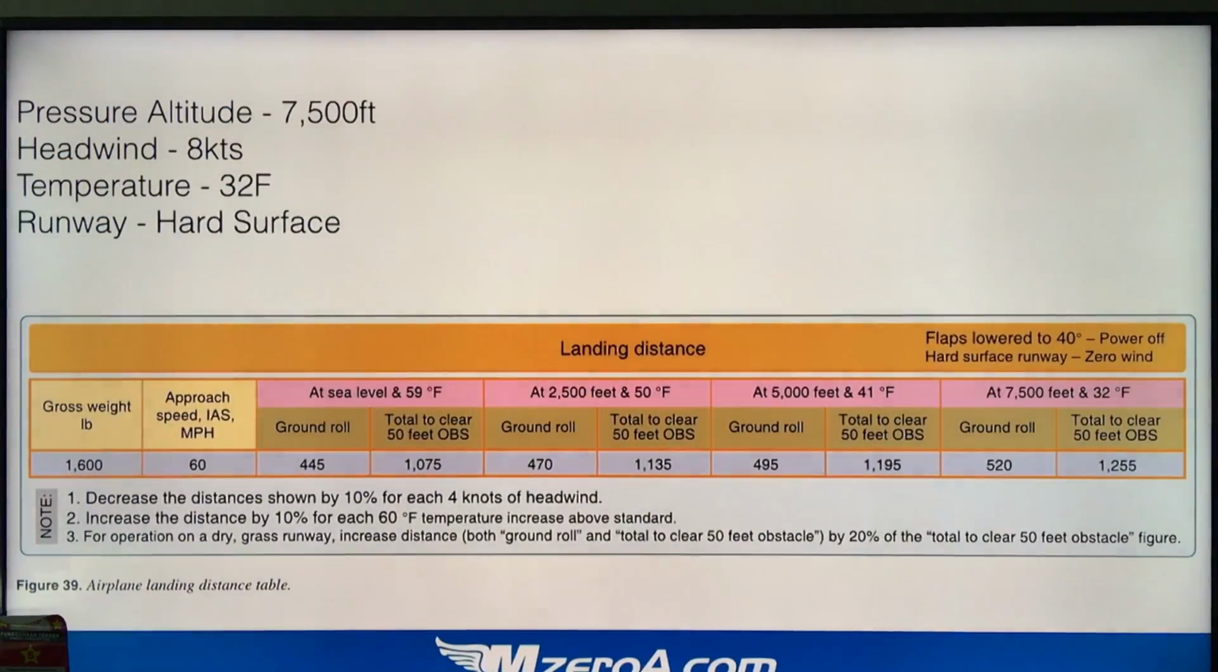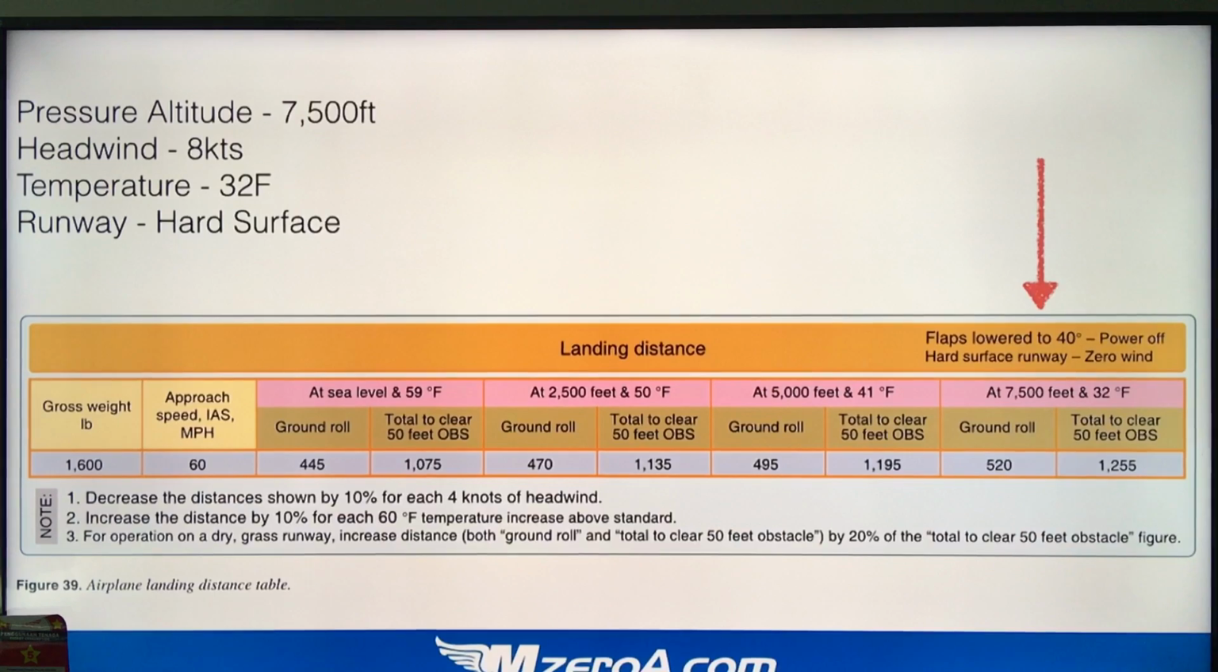Now there's another type of landing distance chart we use, and the FAA uses this as well on their actual written test. Let's look at that one real quick. You'll get questions like this. The pressure altitude is 7,500 feet, the headwind's 8 knots, the temperature is 32 degrees Fahrenheit, and the runway is a hard paved surface, is what they tell us here. Well, where do we need to start? Well, look at this here. We have flaps lowered to 40 degrees, power off, hard surface runway, 0 wind. All right, well, but it does fit us.